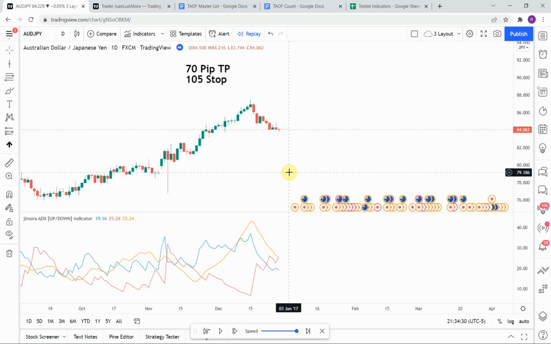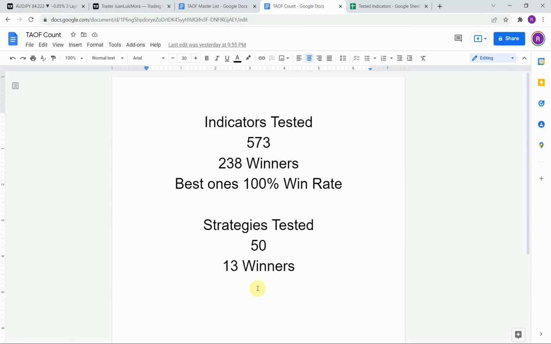Alright, as I said, today we will be testing the Jlmora ADX indicator. Before we do though, I wanted to put the testing scoreboard up for everyone to see.